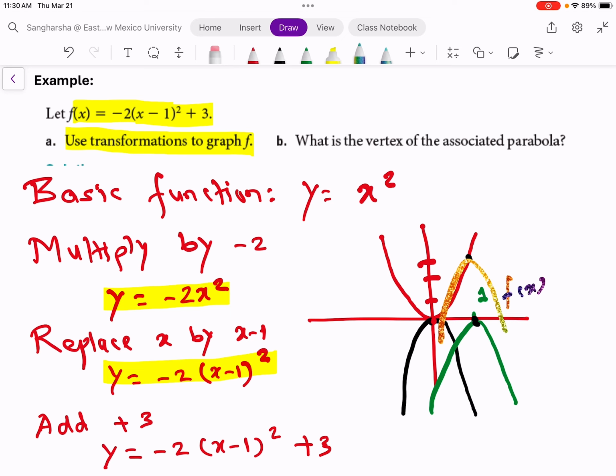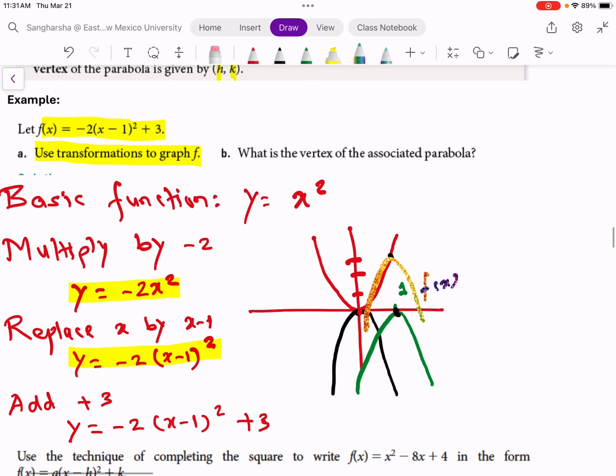Do we need to graph each time we make a change? No. Make sure you have the graph for the basic function and the final graph. That should be enough, along with one statement. Or if you want to mention every step, you have to follow all these.